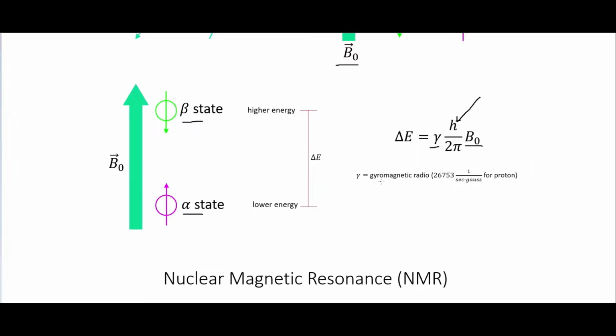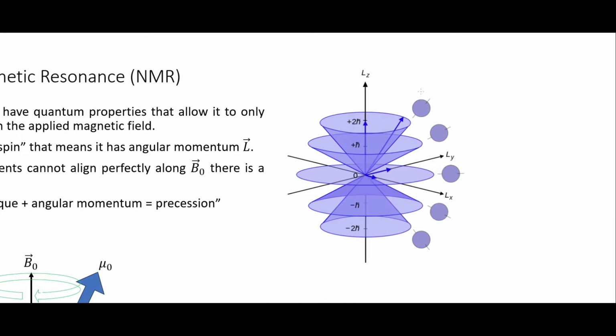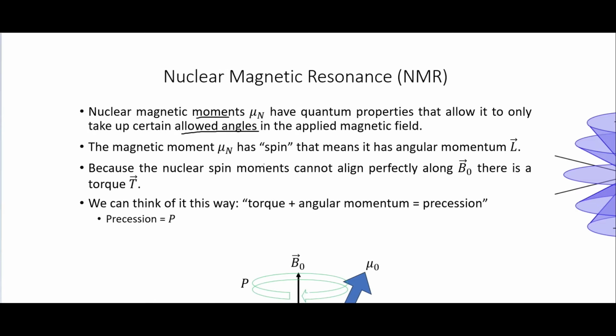And so the gyromagnetic ratio is going to be based on the atom that's actually present. And so when we're talking about a proton, which is just a hydrogen nucleus, then we get this for our gyromagnetic ratio. And so if we look at nuclear magnetic resonance, we have nuclear magnetic moments, which have quantum properties that allow them to only take up certain allowed angles in the applied magnetic field. And so we can think of it like this. We can only take up these certain angles with respect to our magnetic field like this because of these angular momenta here. So the magnetic moments have a spin, which means that they have angular momentum here.